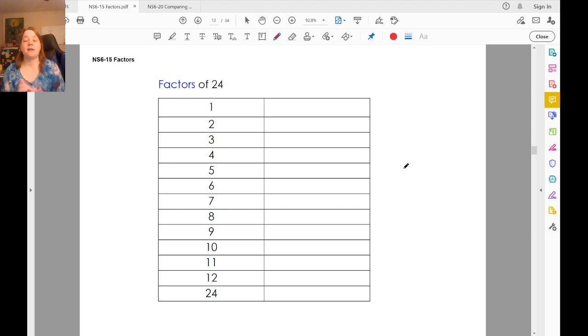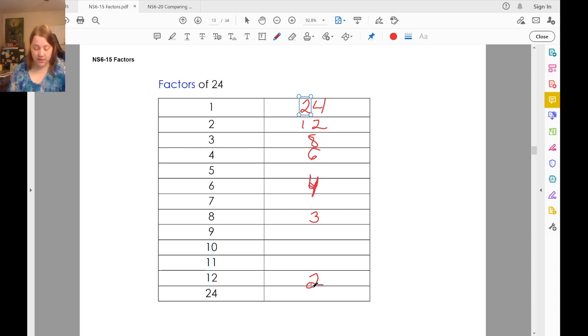So let's look for the factors of 24. Can I multiply 1 times something and get 24? Yeah, 1 times 24. 2 times something? Sure, 2 times 12. 3 times something? 3 times 8. 4 times 6. 5. 6 times 4. 7. 8 times 3. 9. 10. 11. 12 times 2.